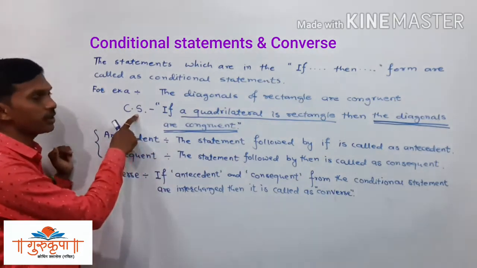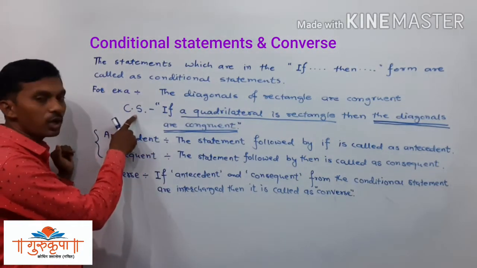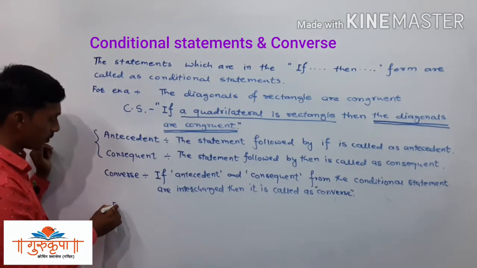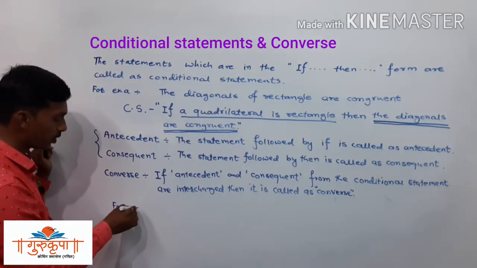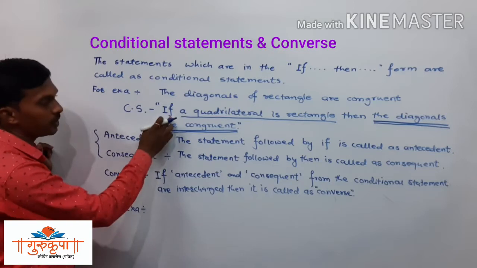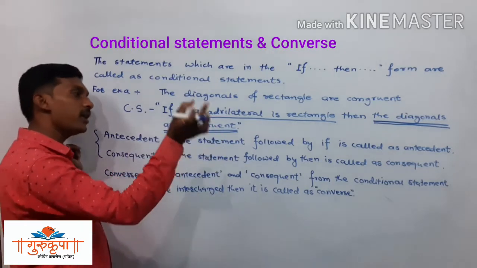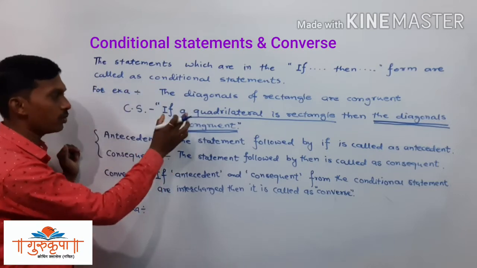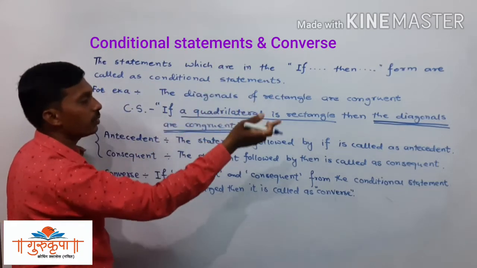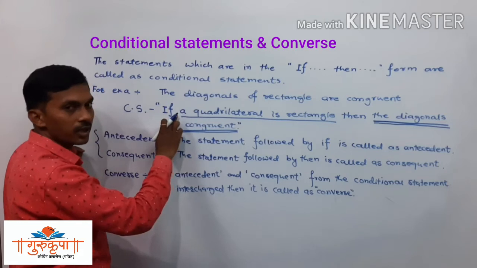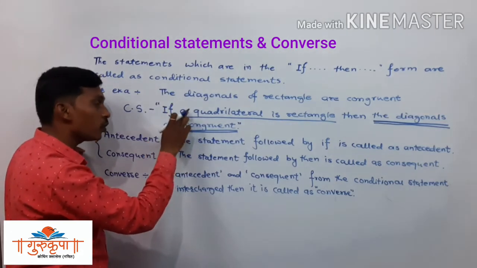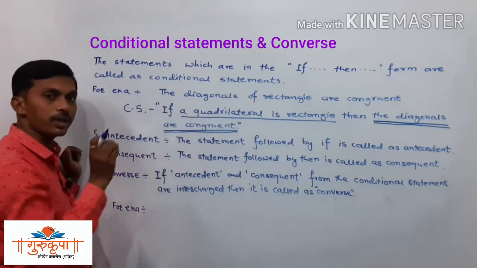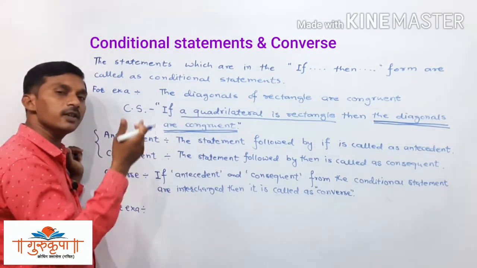Now this is the conditional statement. We will write the converse of this conditional statement. For example, we have the conditional statement here, and now we will write the converse of the same statement. So whatever part is after then we have to write after if, and the statement followed by if we have to write after then. It means that we have to interchange the antecedent and consequent.